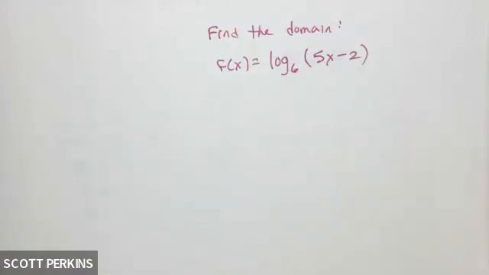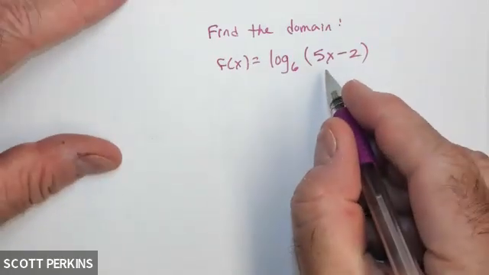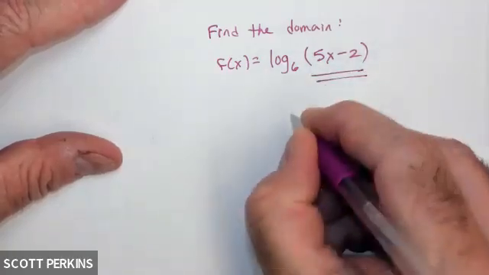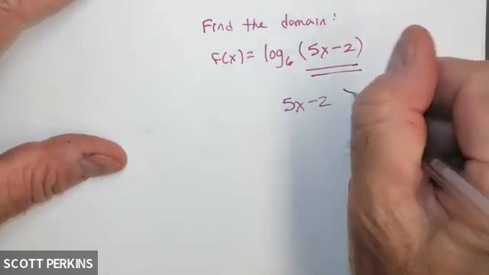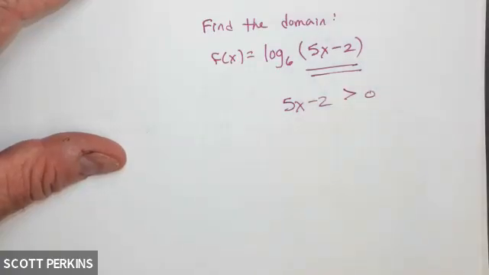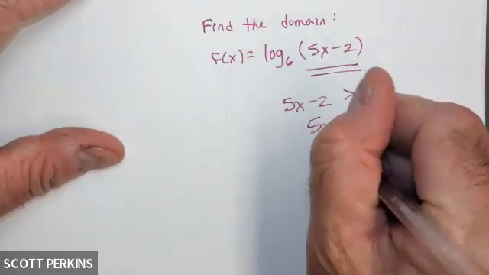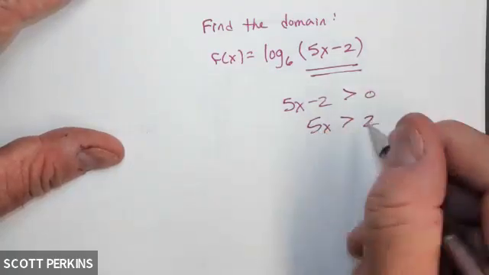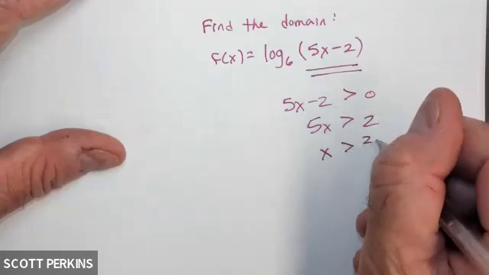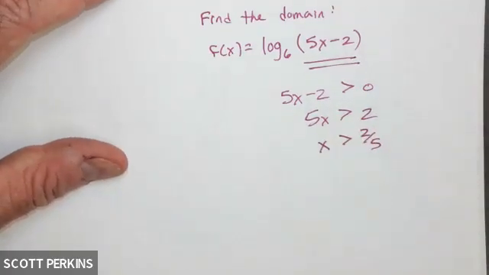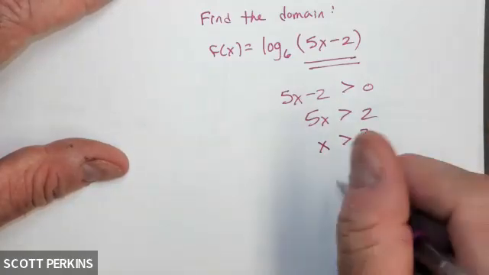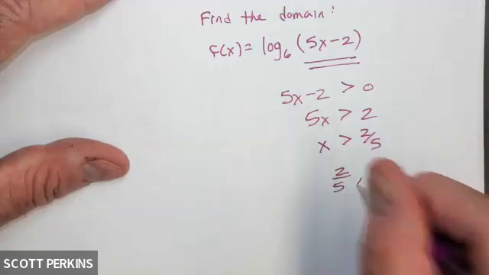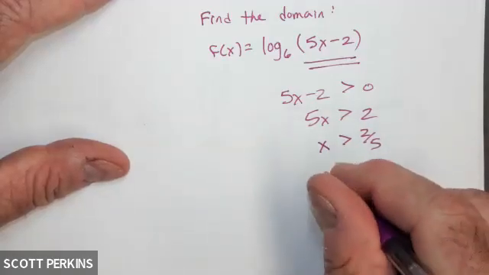All right, so again, I dialed it down. This is a very straightforward problem. I'm going to take this 5x minus 2 and say, okay, since I'm finding the domain, that has to be bigger than 0. So we add the 2 to both sides. 5x has to be bigger than 2. I'm going to divide by 5. X has to be bigger than 2 over 5. So as an interval, if all my values are bigger than 2 over 5, that starts at 2 over 5, and then it goes to infinity. And there we go.